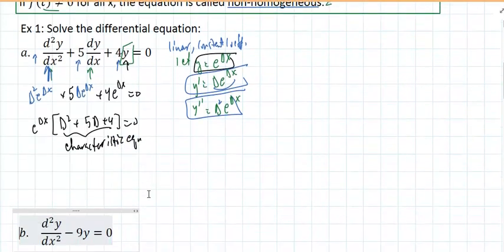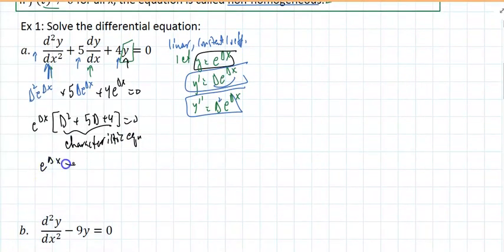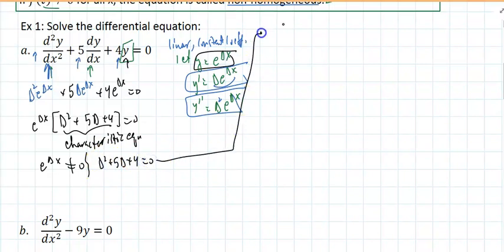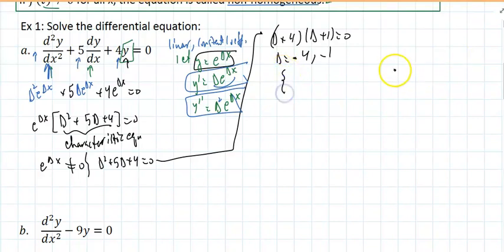And now what? Now I do know that e to the dx can never equal 0. So it must be that d squared plus 5d plus 4 equals 0. It must be d plus 4 times d plus 1 equals 0. So d must be negative 4 or negative 1. Which means my solution would be e to the negative 4x, and the other is e to the negative x. Any multiple of those will do.